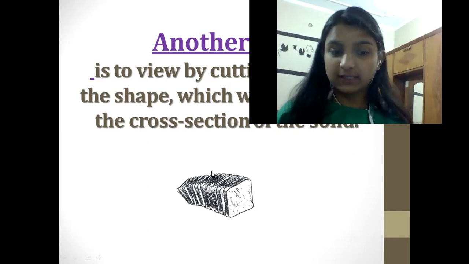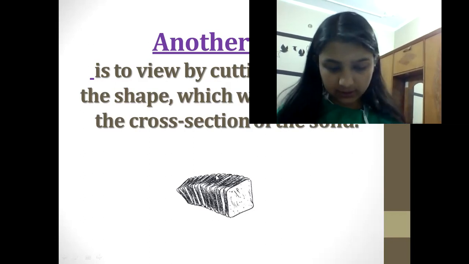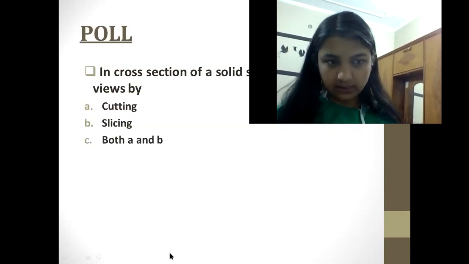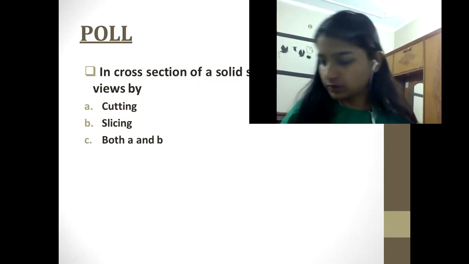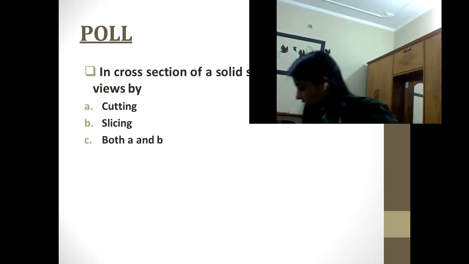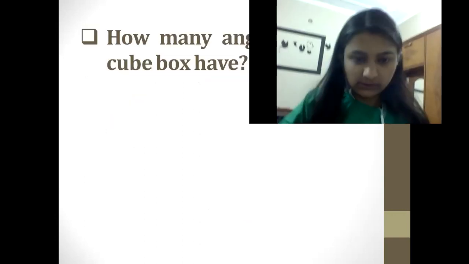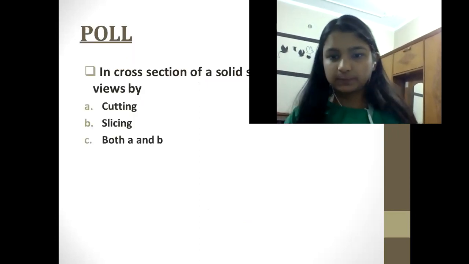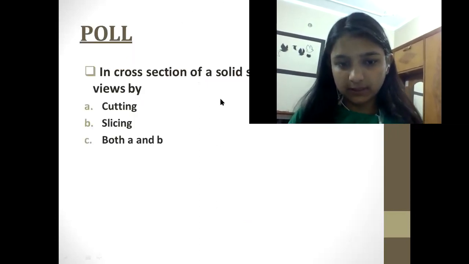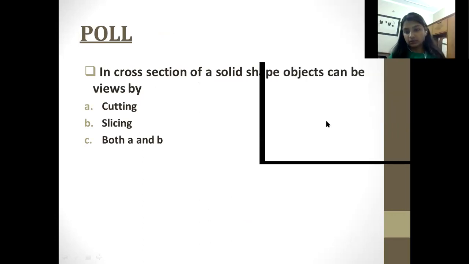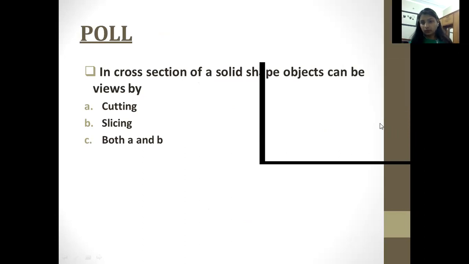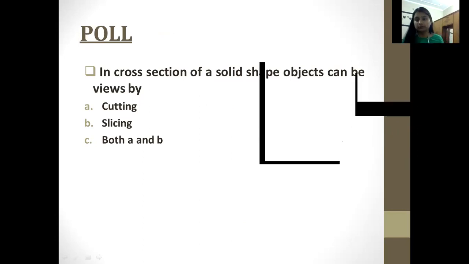Okay, so this was another way. Now let's move further. Just give me a second. Yes, here's a question in front of you. You have to solve this question. I'm giving you a few seconds for the same. You can read the question and solve it. Let me decrease the size of the screen. In the cross section of a solid, objects can be viewed by cutting it, slicing it, or both of the above.